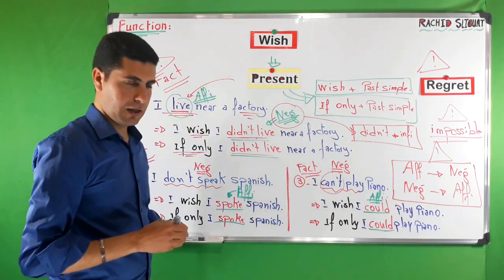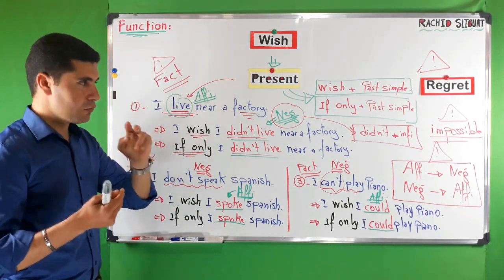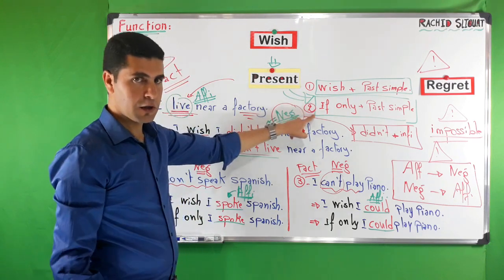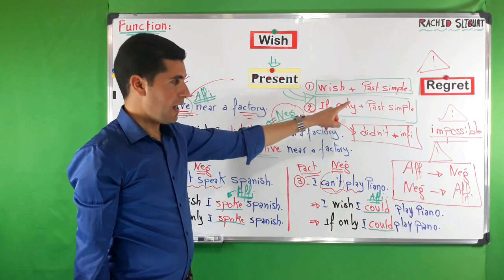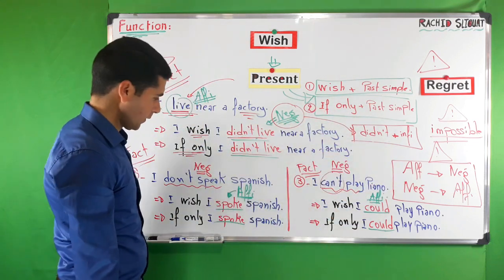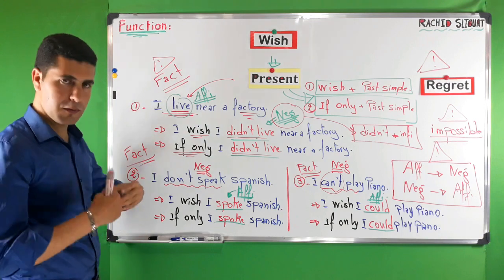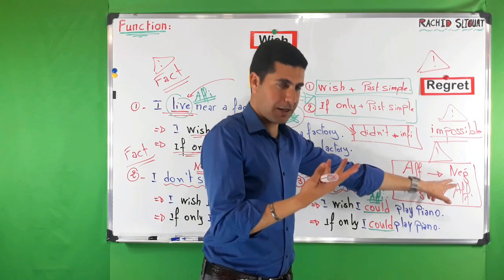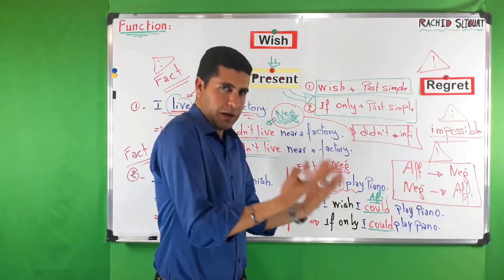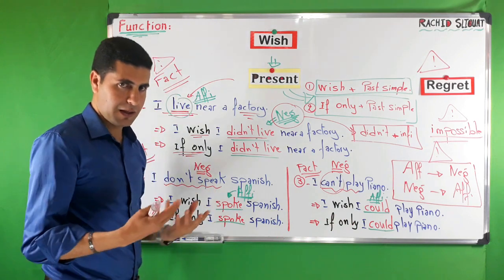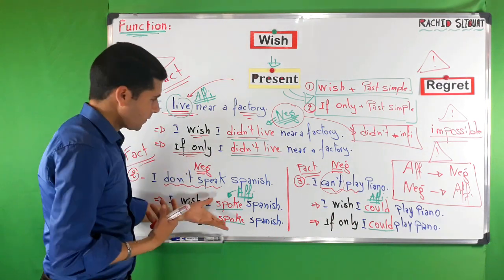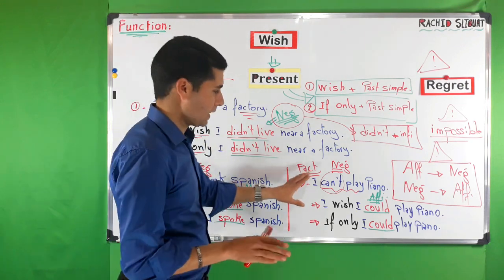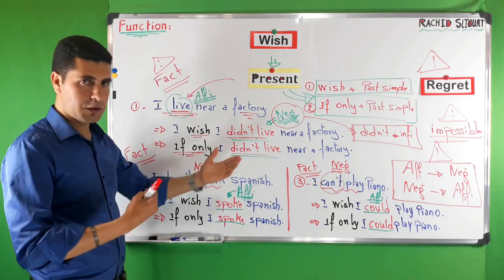This is affirmative, okay? So in general, we have 2 ways to express wishes or regrets. Number 1 or number 2, okay? I wish plus past simple and if only plus past simple, as you can see in this example. So if the fact is affirmative and wish, it becomes negative, okay? If it is negative, when we express wish, it becomes affirmative, okay? It becomes affirmative. However, when we express a wish or a regret, this regret cannot change the fact, okay? Cannot change the fact, okay? So this is for the present wish.